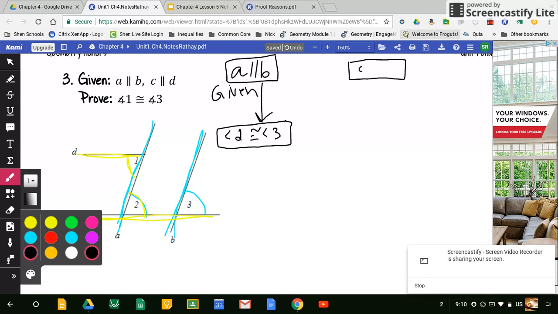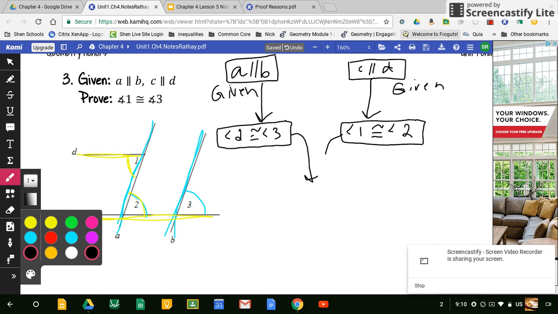Our other given was C is parallel to D. That told me angle 1 had to be congruent to angle 2. Not the same reason. This time it's if parallel lines are cut by a transversal, then alternate interior angles are congruent. And if I link these boxes together, I'm left with angle 1 is congruent to angle 3 by the transitive property. And we're done.